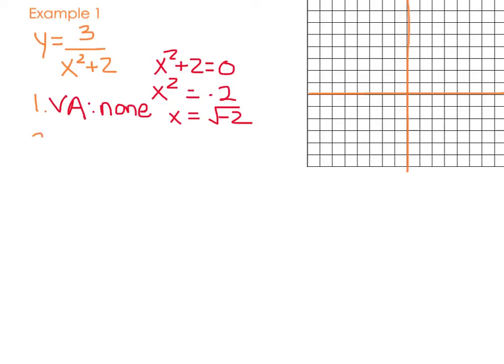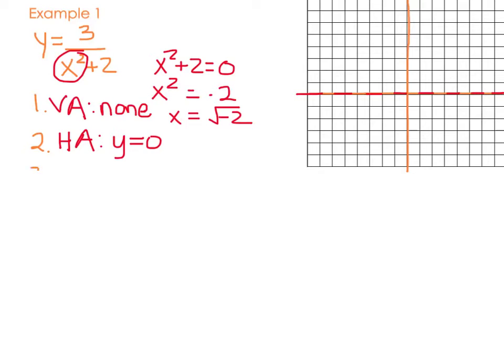Alright, second rule, horizontal asymptote. For the horizontal asymptote, you look and see if this is J-Lo or Dolly Parton. And in this case, it's x squared on bottom, so it's big on bottom, think J-Lo. And when you think J-Lo, think y equals 0. So our horizontal asymptote goes right here through y equals 0, which is along the x-axis.